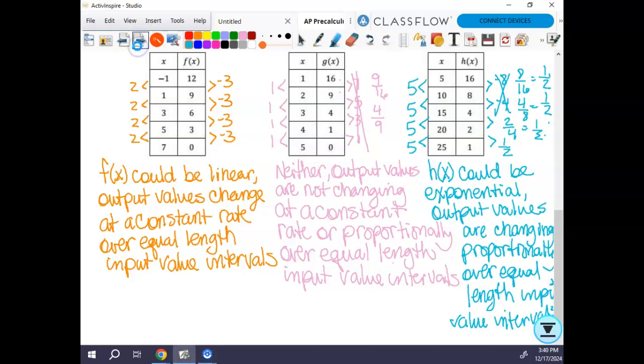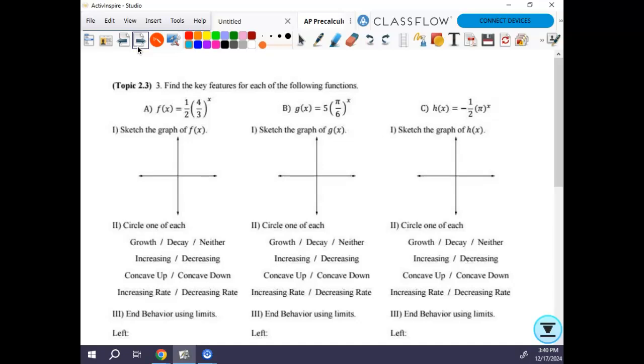Alrighty. So we're going to find the key features for each of the following functions. So we're going to sketch the graph. And this is just a rough sketch. We are not, no X and Y's. We're not making little hash marks or anything.